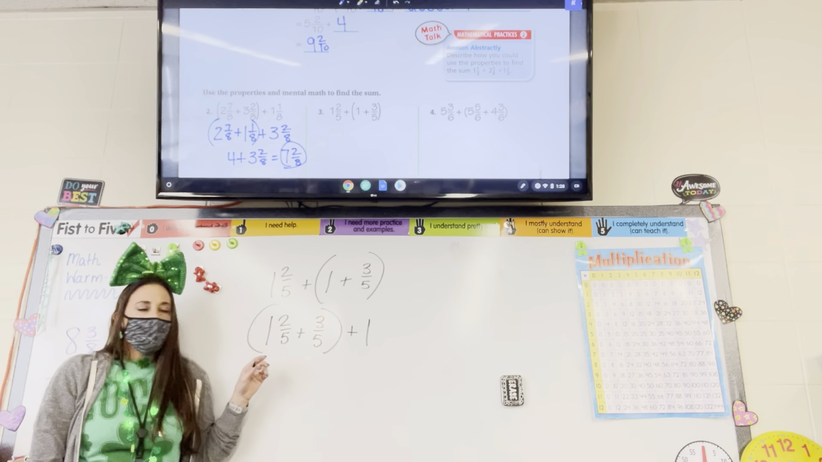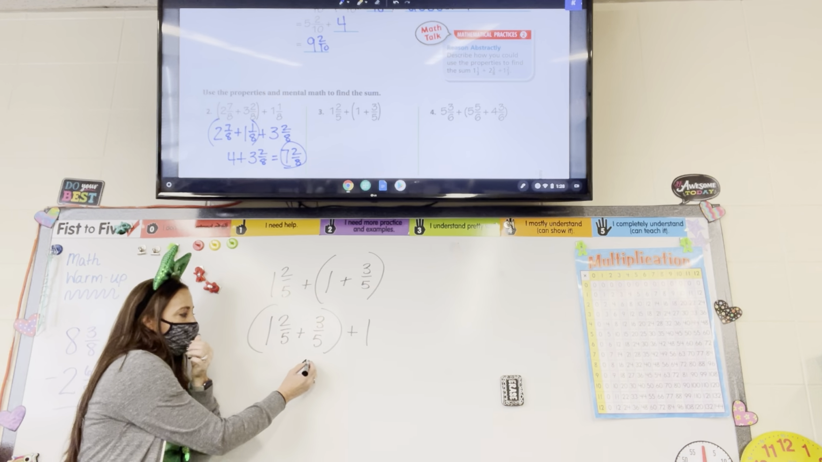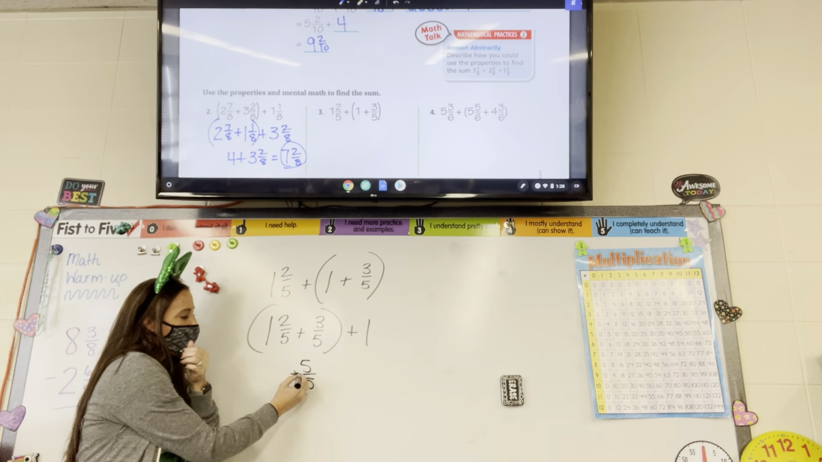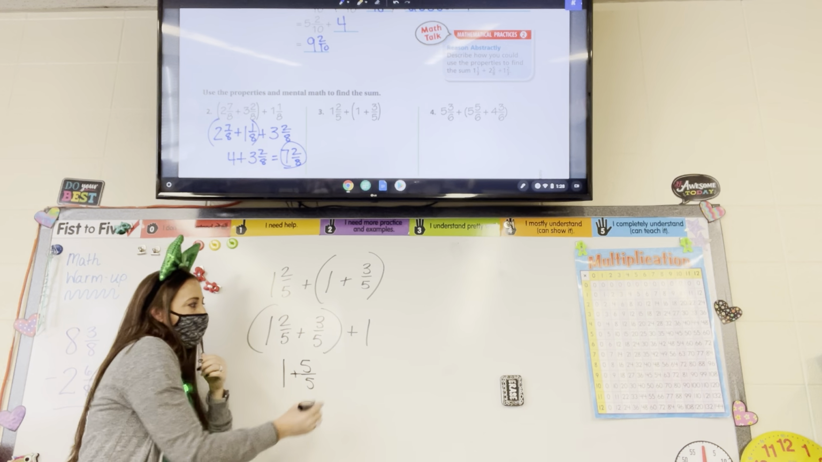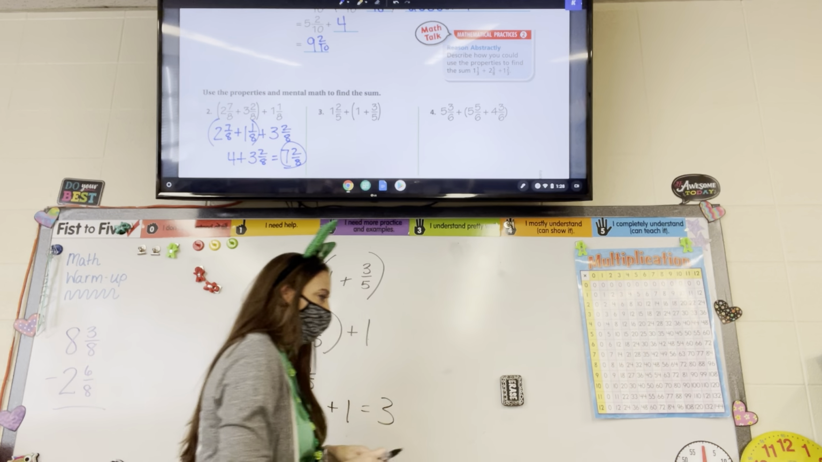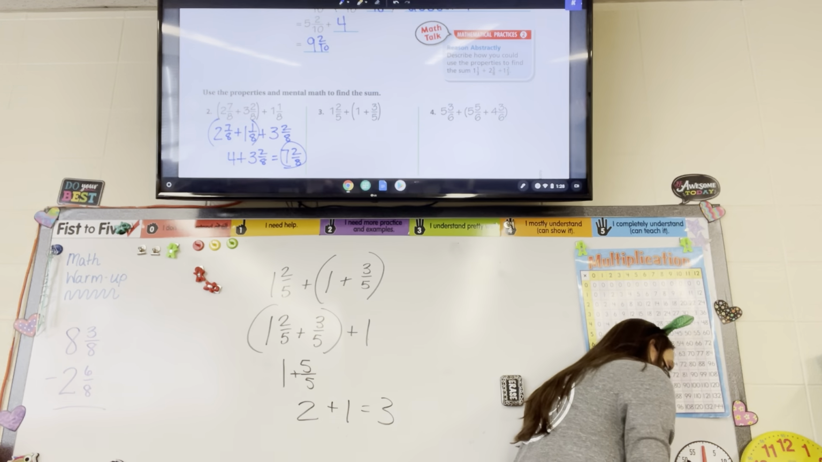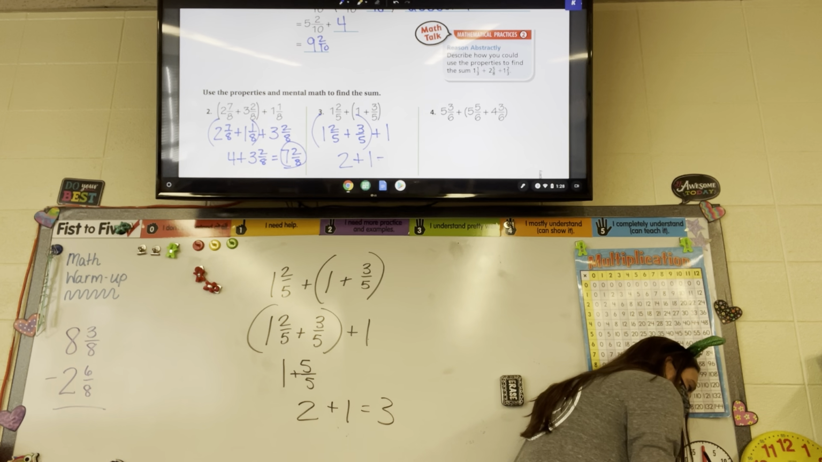So now we have 2/5 plus 3/5 is 5/5, right? Mm-hmm. And we add that on to 1 whole, so that's the same as 2 wholes, right? Mm-hmm. Okay, plus 1 more is 3. So it's 3 wholes. 3 wholes is your answer. So we did 1 2/5 plus 3/5, and then our last step was to add on the 1 whole. First we did what was in the parentheses, which equaled 2. Then we add on the 1 and we get 3.